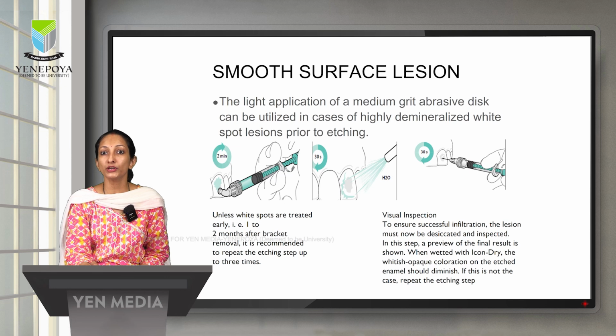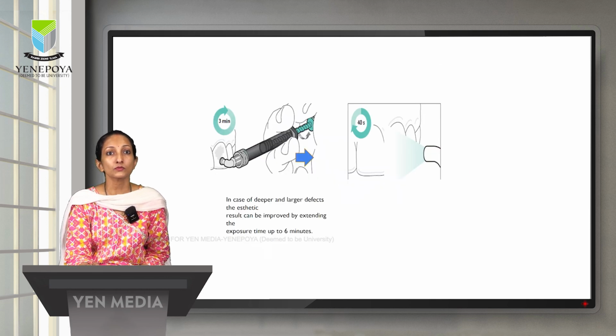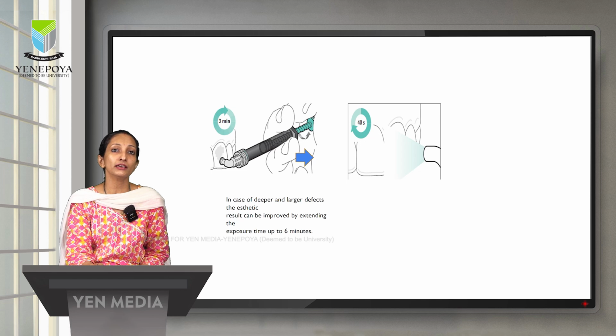In this step, a preview of the final result is shown. So when wetted with Icon Dry, the whitish opaque coloration on the etched enamel should diminish. If this is not the case, repeat the etching step. So once we feel the lesion is sufficiently diminished following Icon Dry, then we place the Icon infiltrant, and it is placed for 3 minutes. In case of deeper and larger defects, the aesthetic result can be improved by extending the exposure time up to 6 minutes, following which it is light cured for 40 seconds.